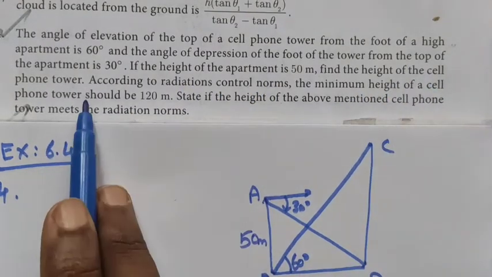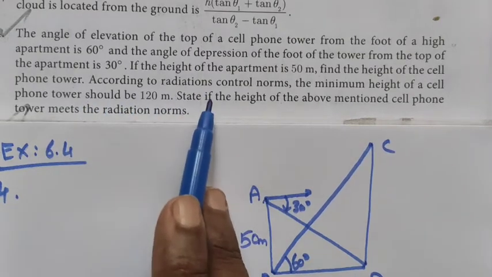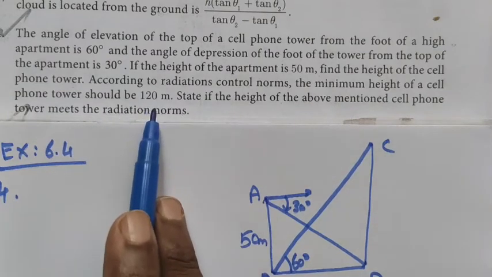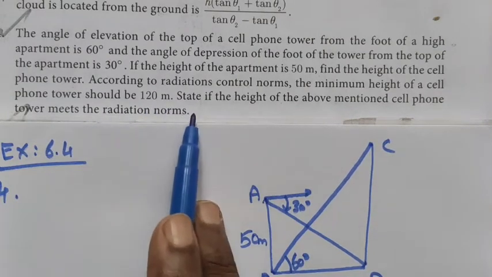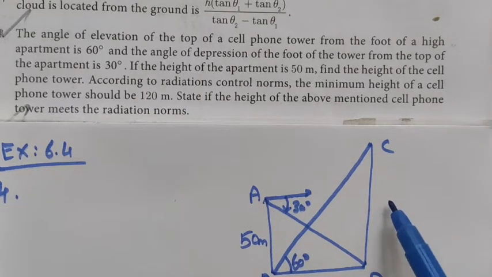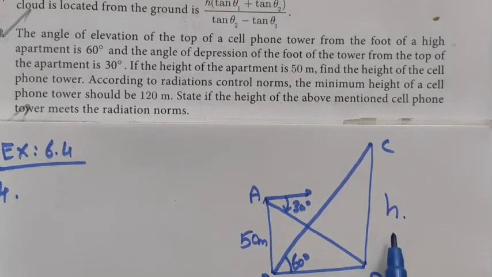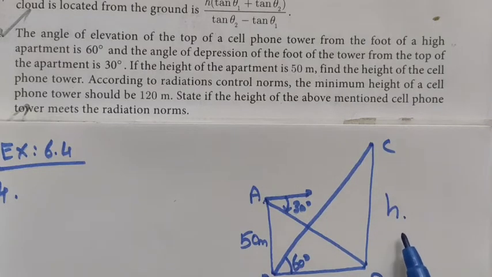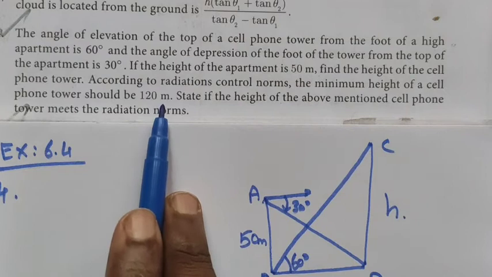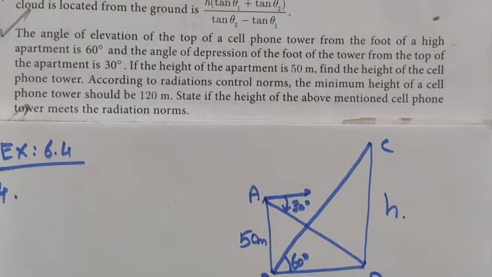Find the height of the cell phone tower. According to the radiation control norms, the minimum height of the cell phone tower should be 120 meter. State if the height of the above mentioned cell phone tower meets the radiation norms or not. So we want to find whether the height of this cell phone tower is greater than 120 or less than 120. If it is greater than 120, it means the cell phone tower is placed as per government norms, right?